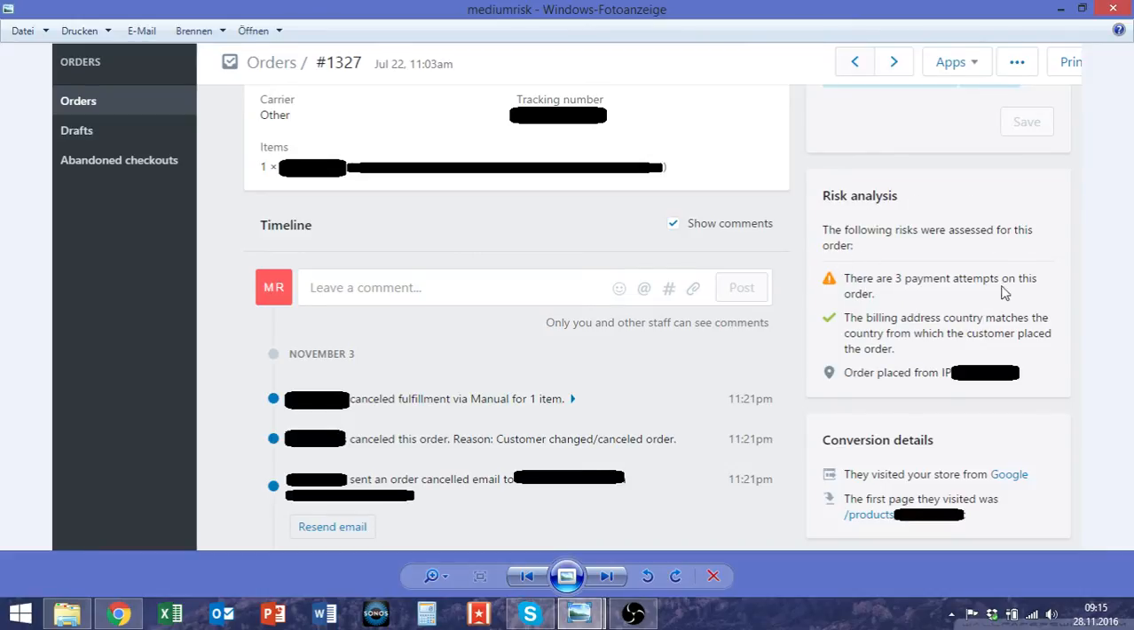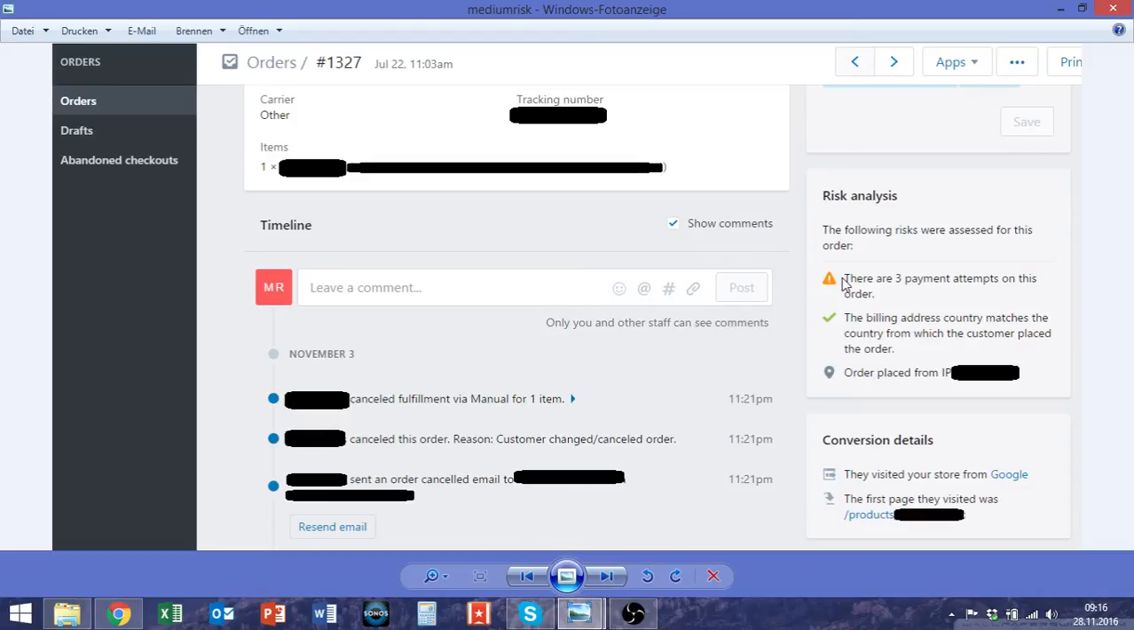There are 3 payment attempts on this order. This means that the person who bought this took 3 attempts in order to really buy this product. So this means that he either typed in his credit card credentials 3 times and changed them or something like this. On the other hand, the billing address and country matched, and this is something that many people experience. And in this case, the risk is medium, and I always process medium orders.